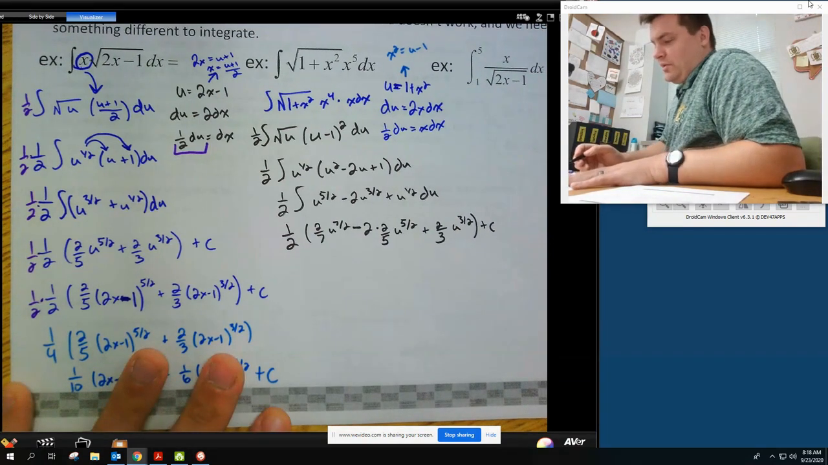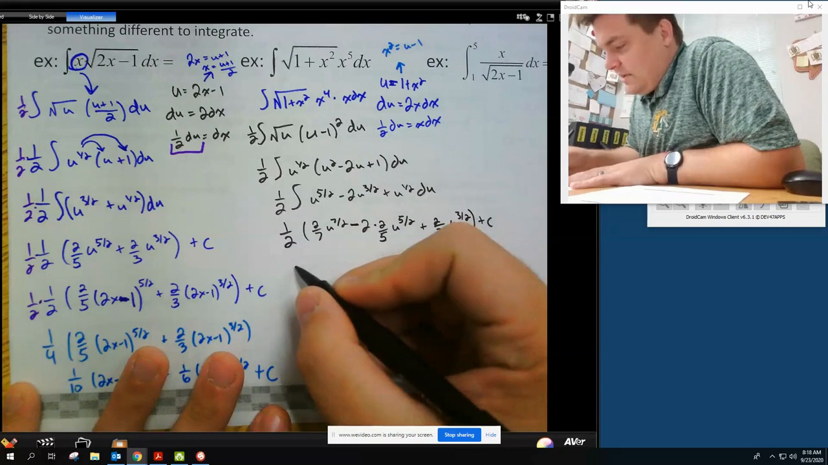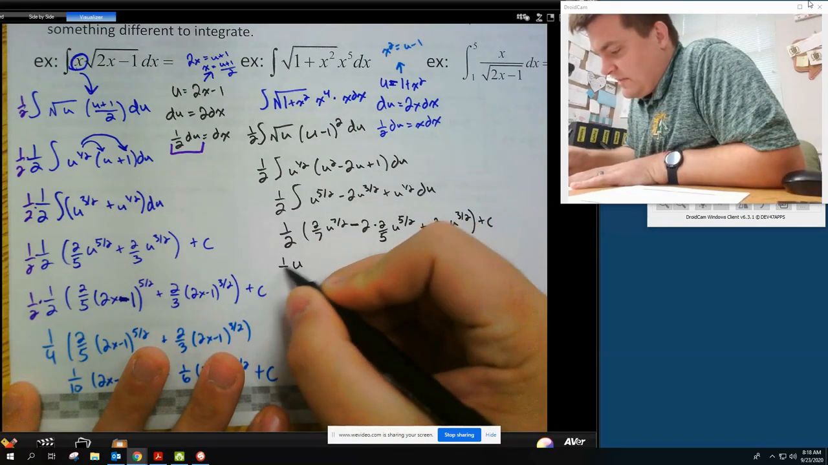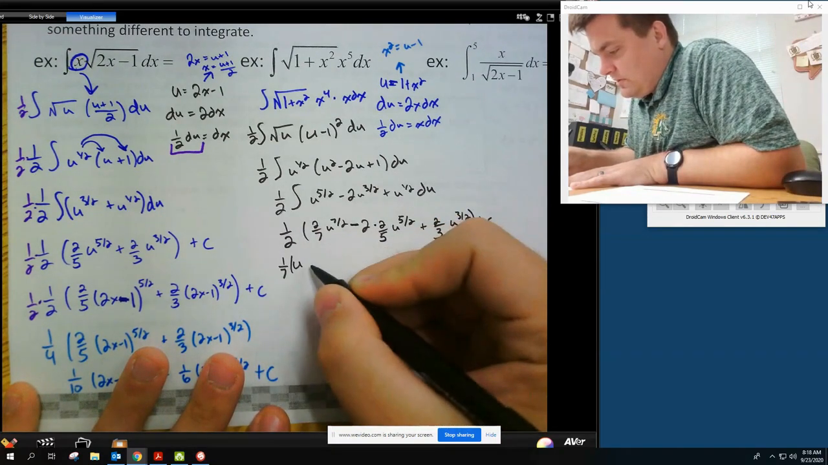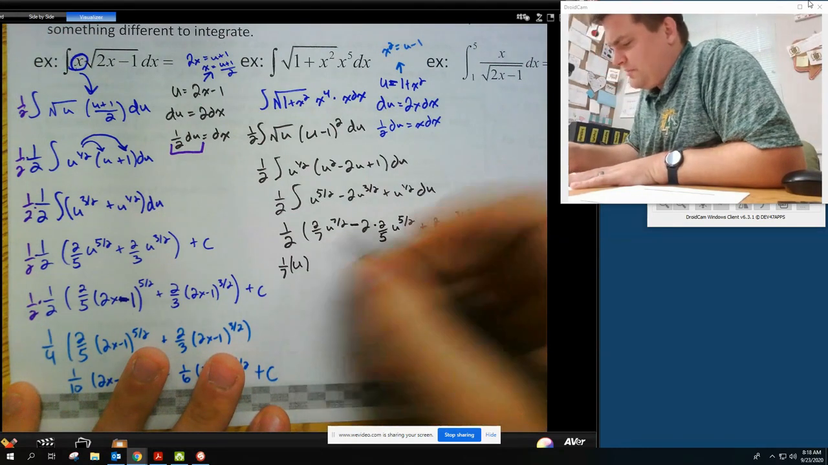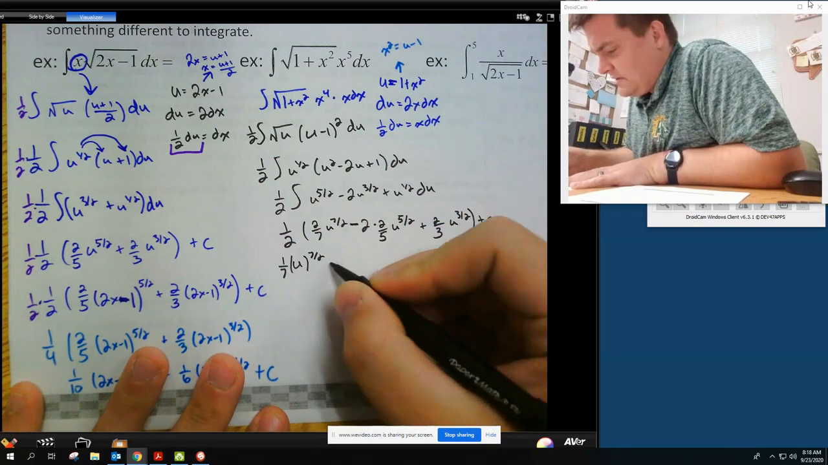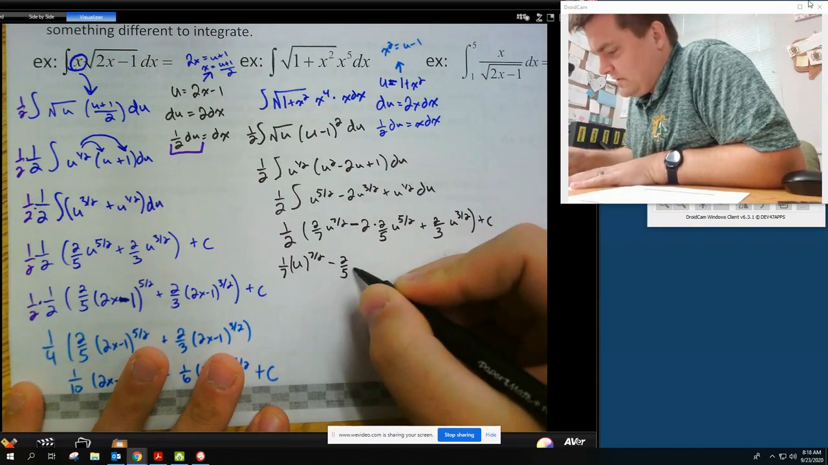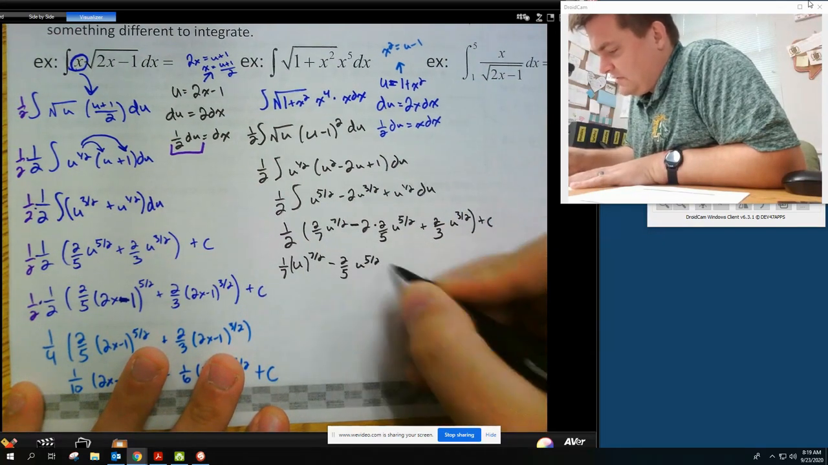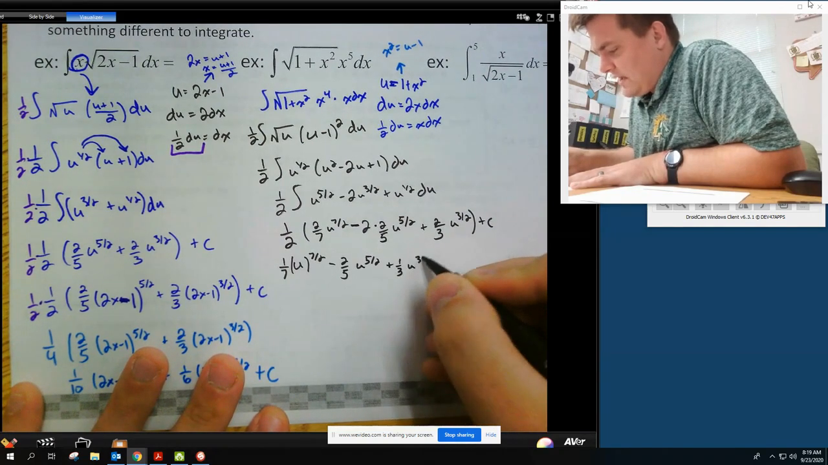And just going through, doing a little bit of cleanup here, I'm going to get 1/7 u to the 7/2, I don't know why I put that in parentheses, minus 2/5 u to the 5/2 plus 1/3 u to the 3/2 plus c.